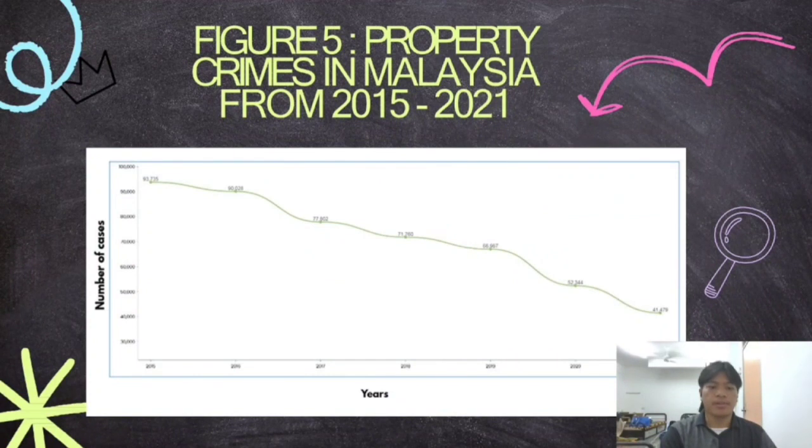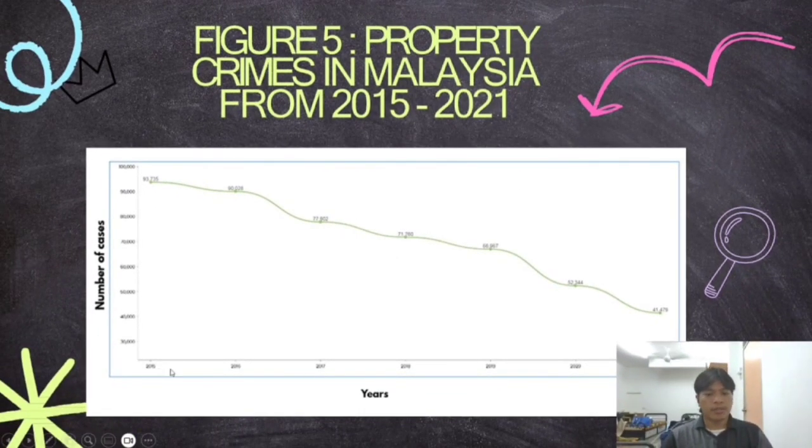Next, I will give an explanation about the graph's features. The vertical axis shows the number of cases, and the horizontal axis is for the years. It can be seen that the frequency of property crimes recorded gradually declined from 93,735 in 2015 until 41,479 in 2021. Now for the comparison. From 2015 to 2016, there was an insignificant decrease of property crimes recorded from 93,735 to 90,028. Whereas from 2016 to 2017, there was a moderate decrease from 90,028 to 77,802.